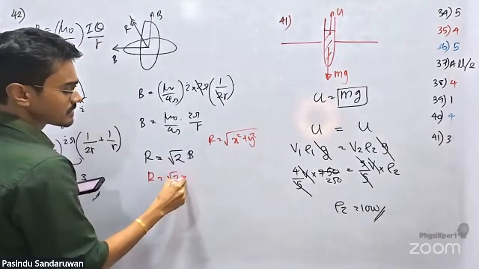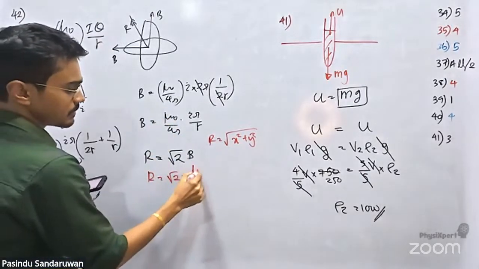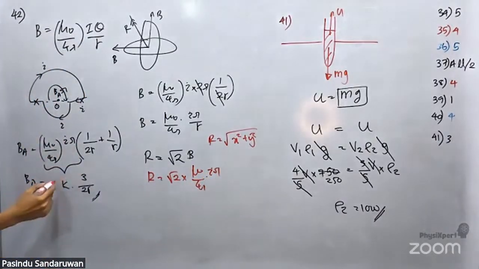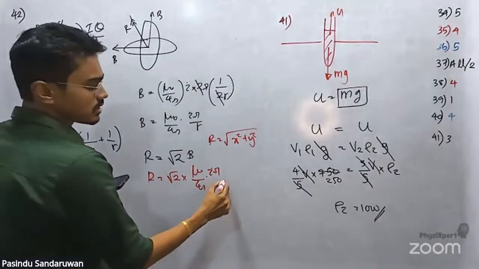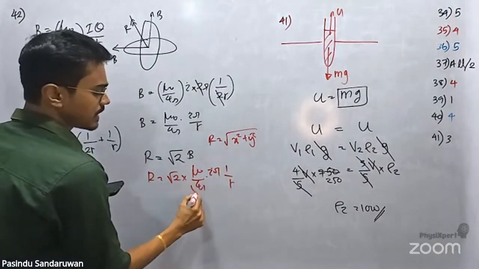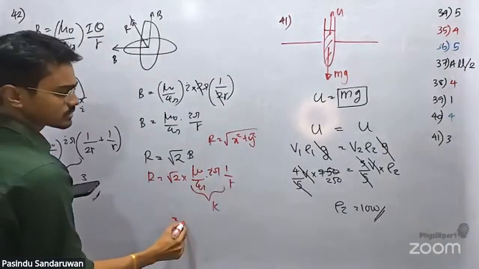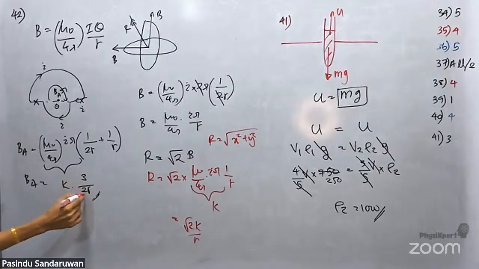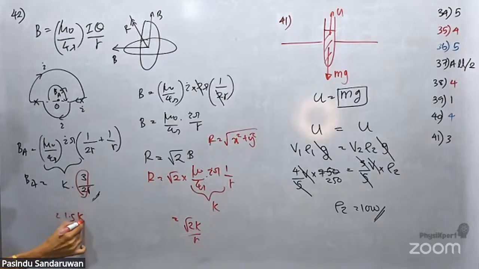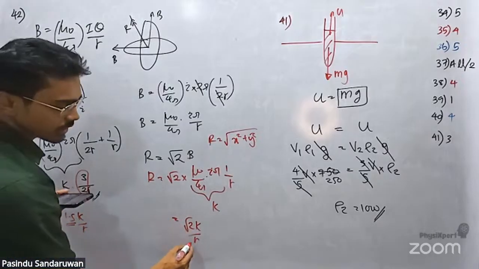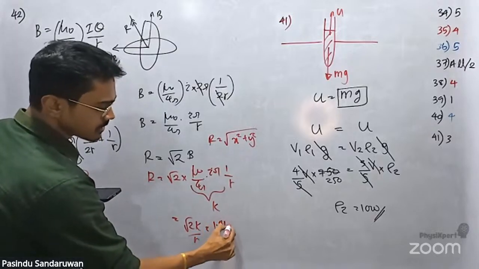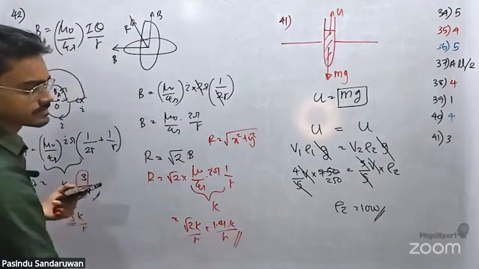Then root 2 times one vector, again B, mu naught over 4 pi I pi over R. This part, mu naught over 4 pi I pi, I assumed as K in the previous case, right? Over R. This part was K. Now this is root 2 K over R, right? 3 over 2, 3 over 2 is 1.5. You can compare. This is 1.5 K over R. Here it is root 2 K over R, root 2 is 1.414. Root 2 is 1.41. This is 1.41 K over R, right?